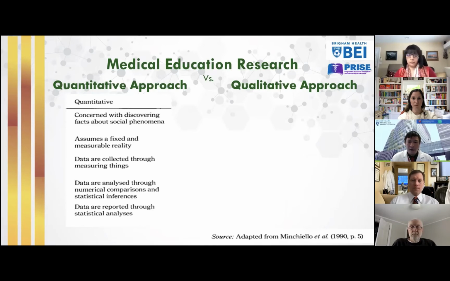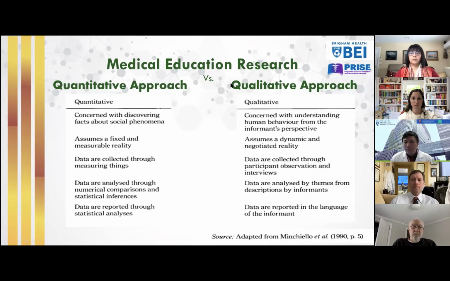In contrast, the qualitative approach, as we said, is really more concerned about human behavior from the informant's perspective. So in this case, we're looking at the informant and understanding what their perspectives are. So looking at focus groups and barriers to different populations, we want to look at the population and see how they're approaching it. Ultimately, we're assuming here that there's a dynamic and a negotiated reality. And the data is collected by observation and interviews. This is what makes it qualitative, because we're not measuring numbers, but looking at people's subjective interpretations of their experiences.